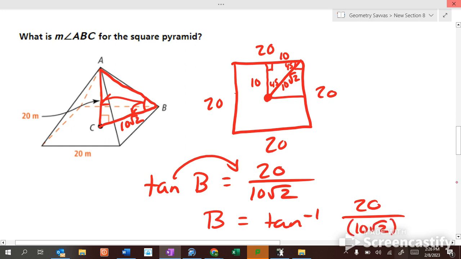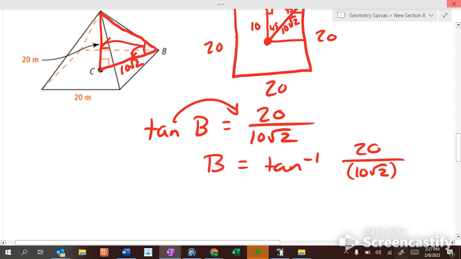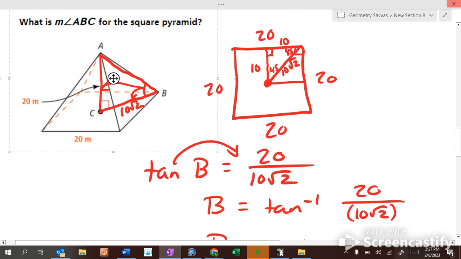But we need to put that in parentheses. Because if we don't, the calculator will do 20 divided by 10, times the square root of 2. So you have to go 20 divided by, and then parenthesis, 10 square root of 2, and then there's probably going to be 2 parentheses at the end. Okay? So how big is my angle? 54.7. Okay? Takes a little more work for that one because we had to figure that out.